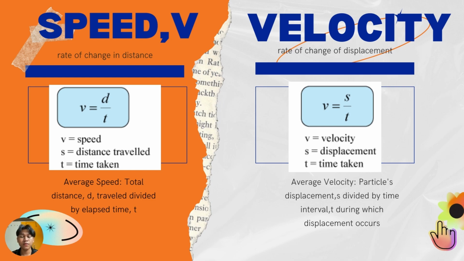Displacement is a vector quantity, so velocity is also a vector quantity. Because of what? Because it has a magnitude and also direction. It can be positive, negative, and zero. For average velocity, it is a particle's displacement divided by the time interval during which the displacement occurs.